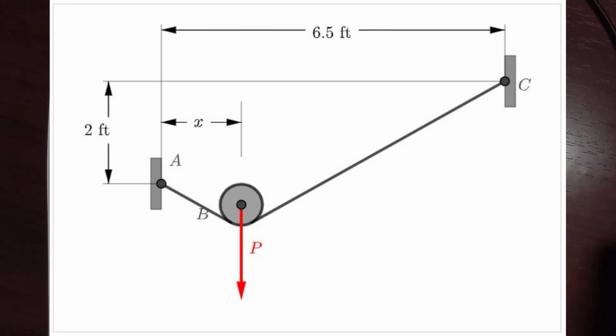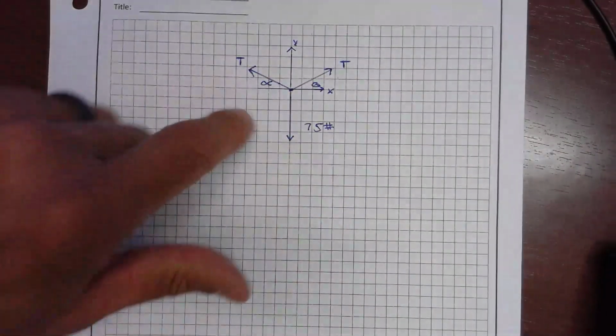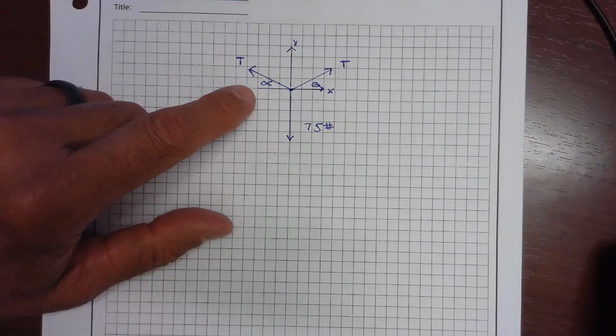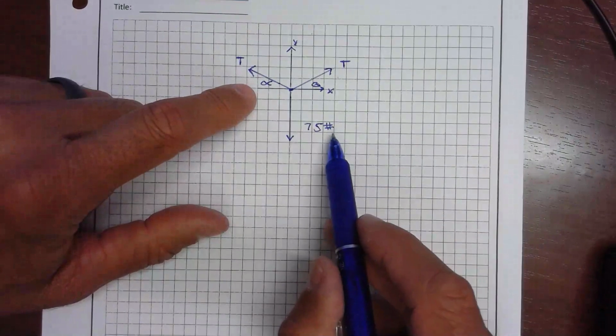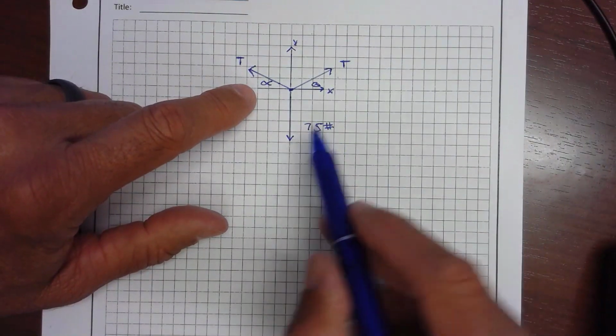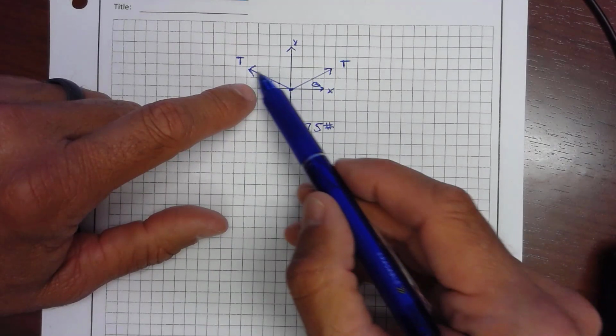The first thing we're going to do is draw a free body diagram around the pulley itself. Okay, here I've drawn the free body diagram around point P. You'll notice that I have the 75 pounds going straight down. And you also note that I have the two forces. And here's the trick about pulleys.